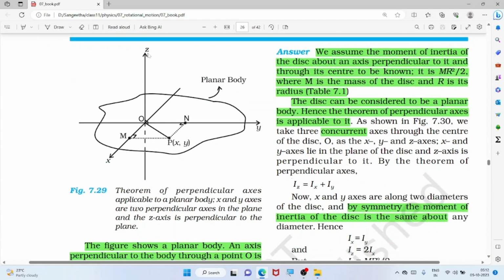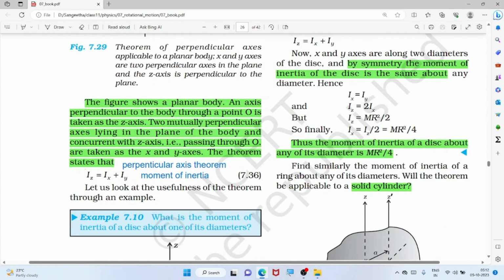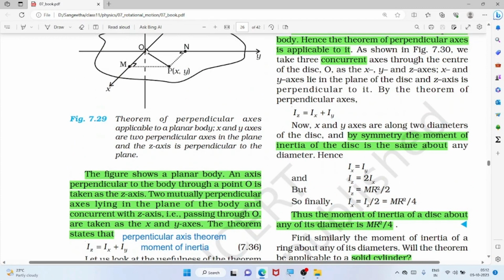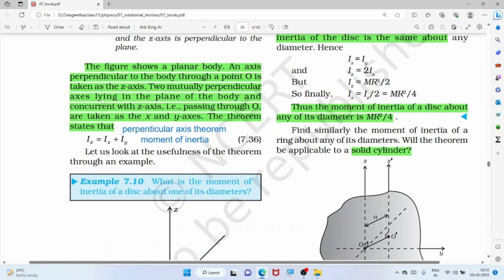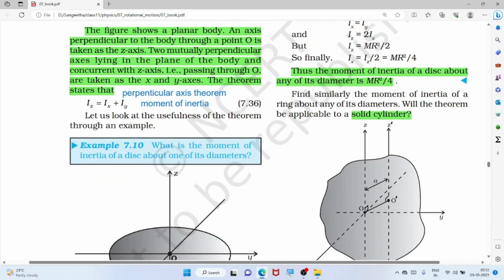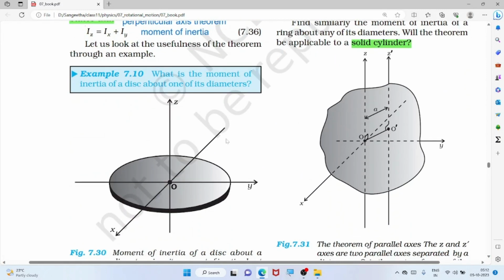So here this axis is perpendicular to the plane and x, y are lying on the plane. This is 2D. These two axes lie on the plane, this is perpendicular to the plane, and all three have the same common point here. So using the theorem, you can find the moment of inertia of this body.